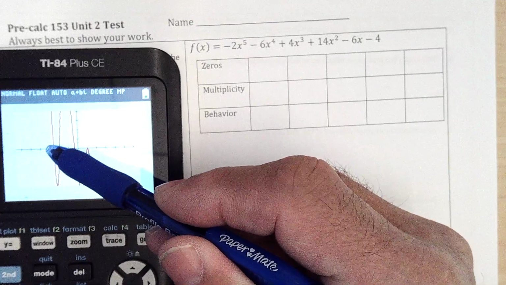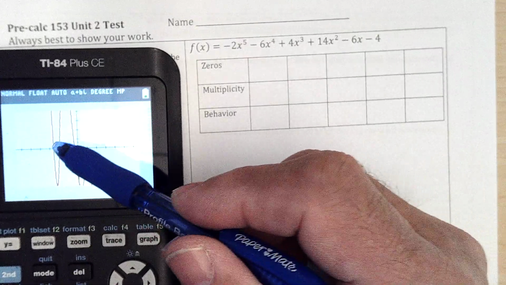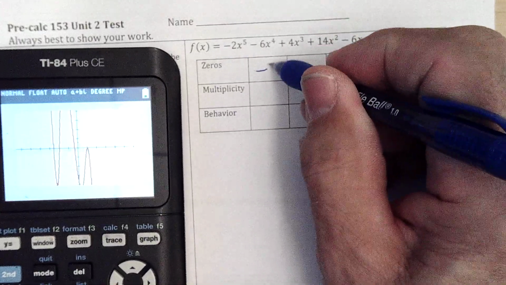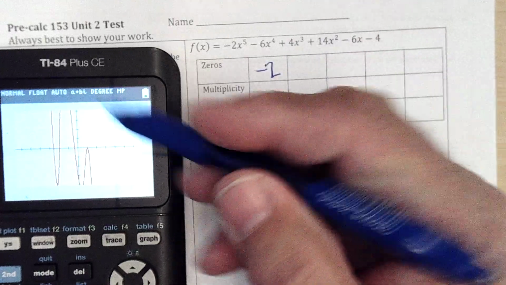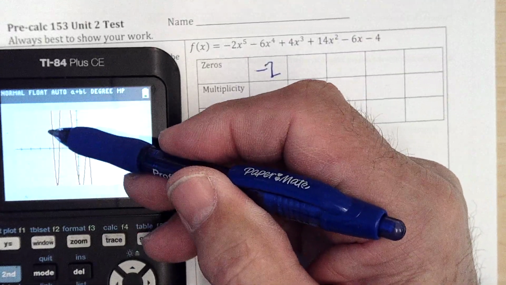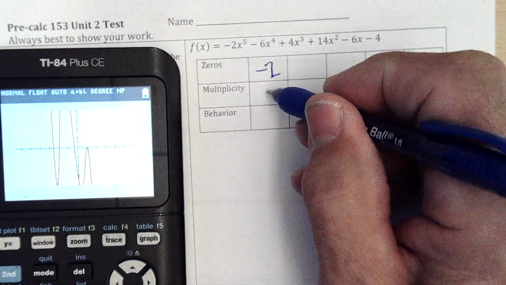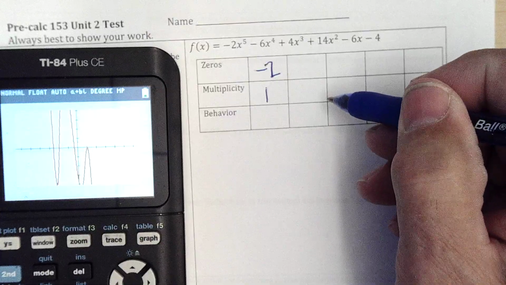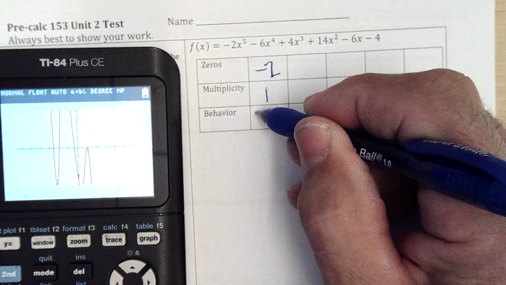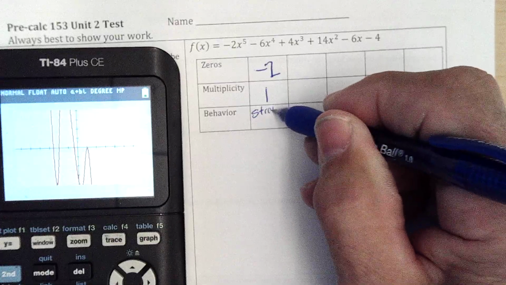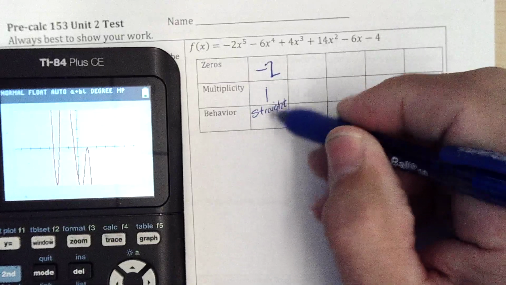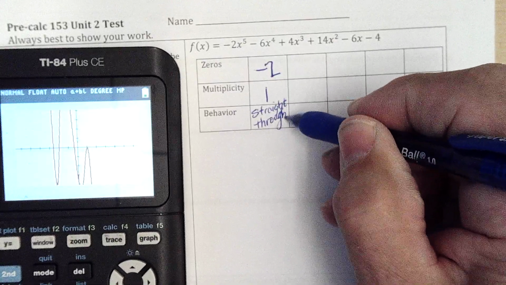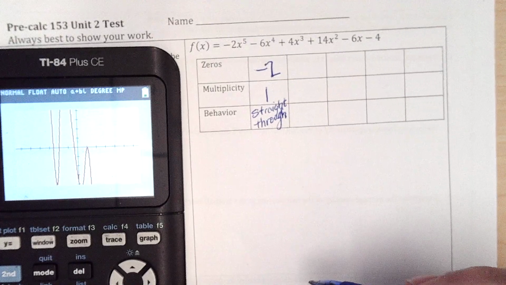Well, there's something there. I'm not sure what that one is, but there is one that looks like it's at -2. So that's a zero, -2. And the graph looks like it's going straight through at -2. So I'm going to call that multiplicity 1. It's a factor once, and that's because it went straight through the x-axis. I'll abbreviate those ST later.